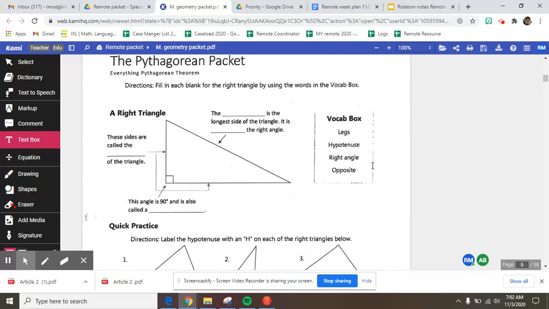Okay, so then when we get to this note page, we need to start filling it in. A right triangle. These sides are the legs of the triangle. So you're typing right here, legs. This angle is 90 degrees and is also called the right angle. And then like we talked about above, the hypotenuse is the longest side of the triangle. It is opposite the right angle. See how they are across from each other? They are opposite. So you have those words right here. You just have to fill them in.